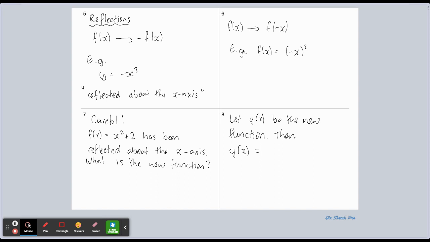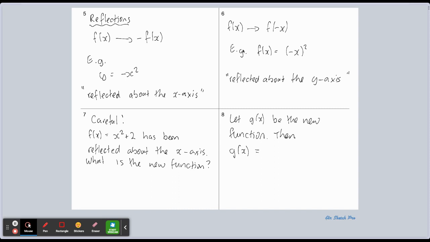If I have f of minus x, then I would say that's reflected about the y-axis. Okay, so that means that the mirror surface is the y-axis. So it's a horizontal reflection, but it is reflecting around the y-axis.